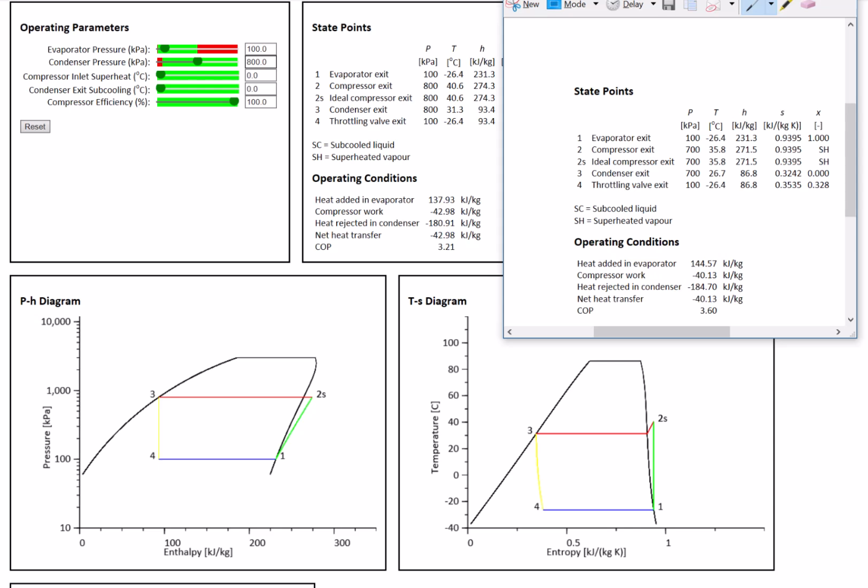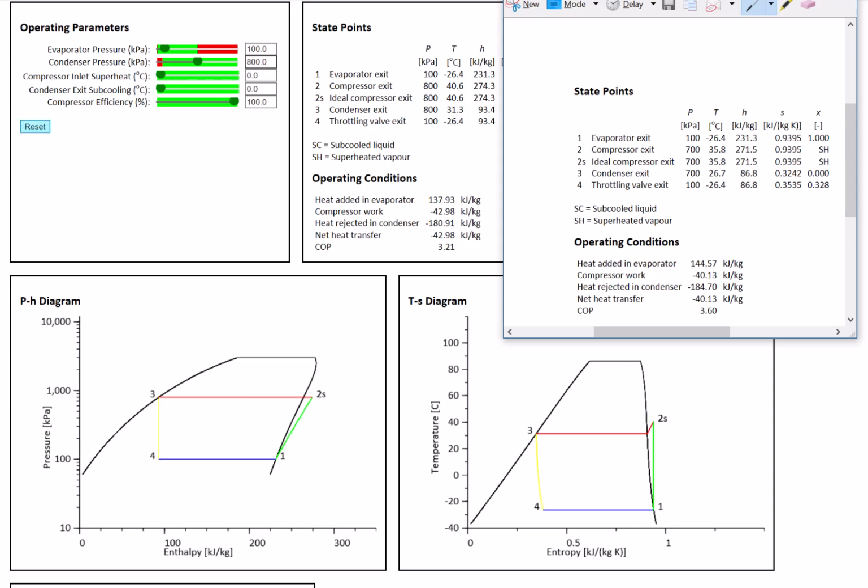So if we look directly at the work input, the compressor work was 40.13, now it's 42.98. So the compressor is working harder, and our refrigeration effect has dropped from 144.57 down to 137.93. So the compressor has to work harder because it is moving this heat over a larger temperature difference. We'll also see that the temperature at the exit of the compressor, so T2 here, is now 40.6, and that's gone up quite a bit from 35.8. So we have a cycle that's now working harder over a larger temperature difference.